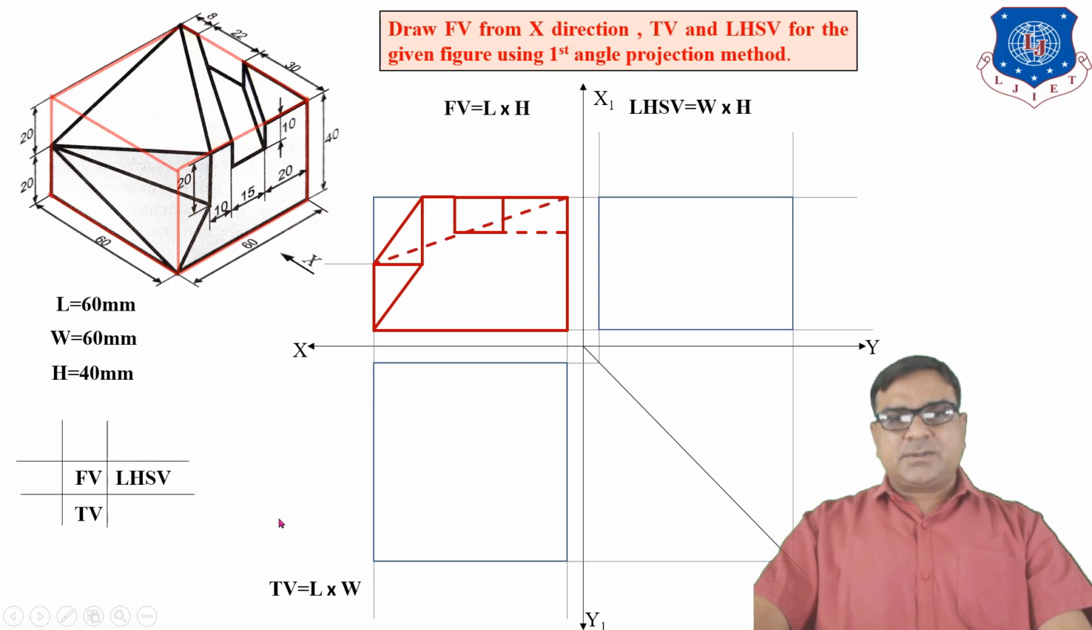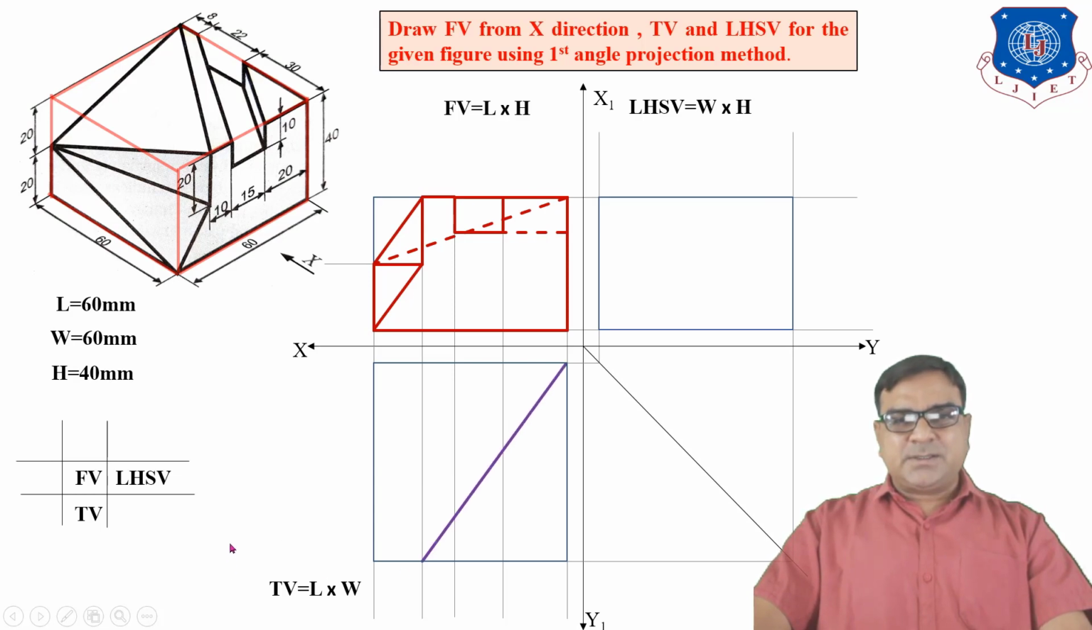Now what about this surface? It starts from here. This point is this, and the end is 20 mm below top, or 20 mm above HP here. So this hidden line represents the front view of this slant surface. What about the top view? By taking vertical projection lines.